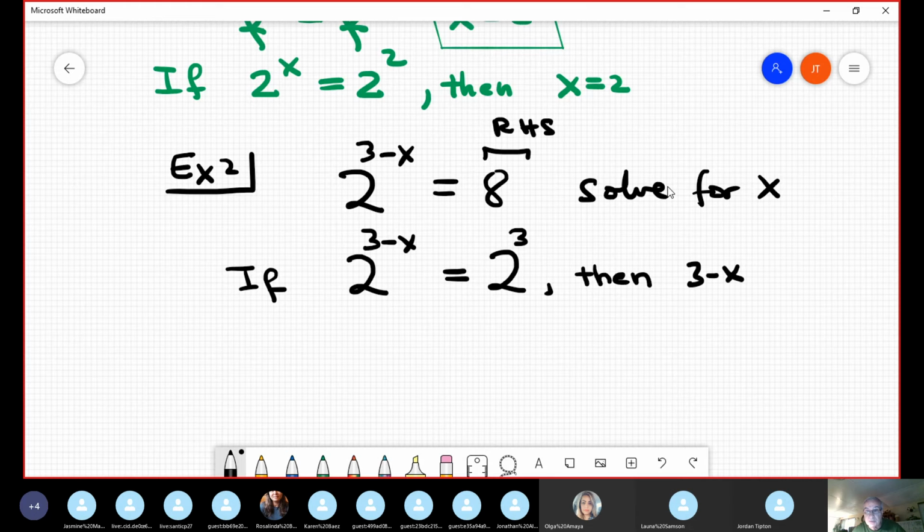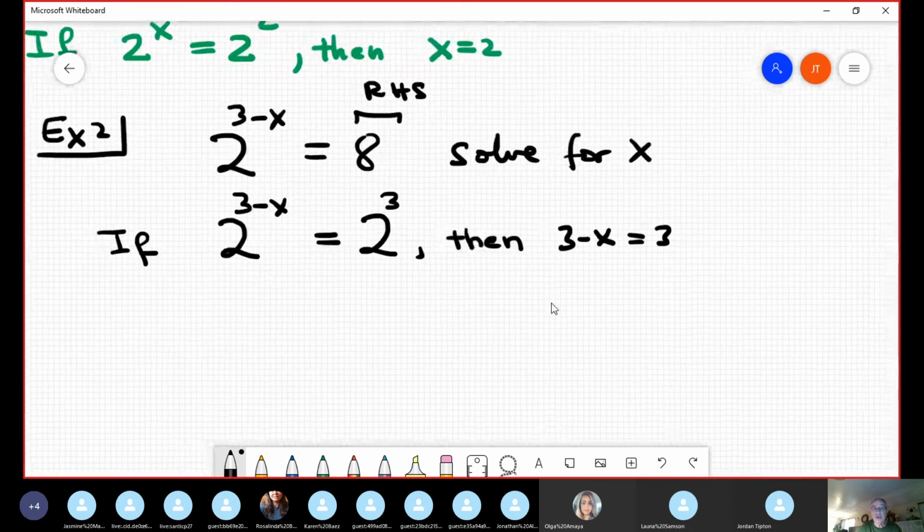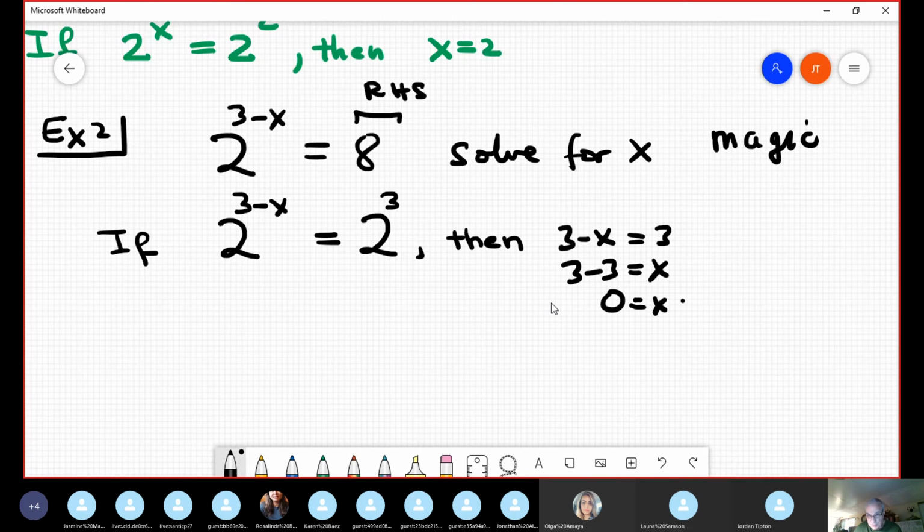So 3 minus x is equal to 3. And magically, it's magic. You convert an exponential equation to a linear equation using this magic idea. Guys, it's magic. You convert from exponential to linear equation. And then it's obvious that it's 0, no? Let me move x to the other side. 3 minus 3 is equal to x. 0 equals x. x equals 0.